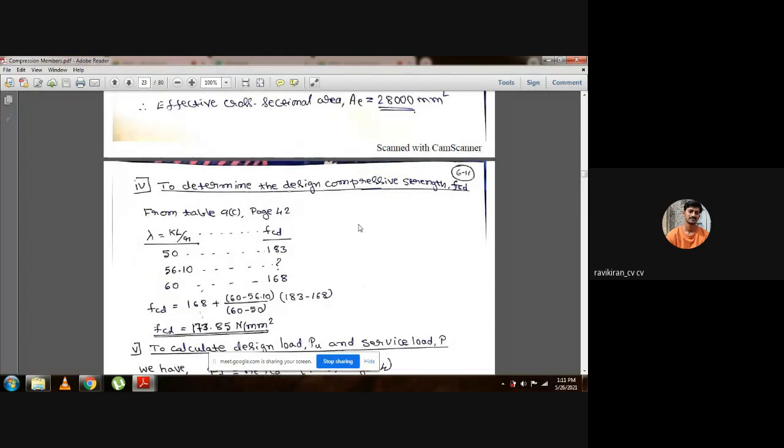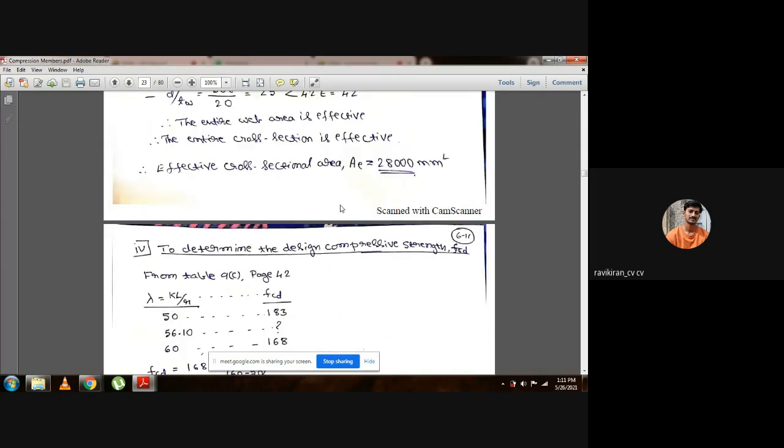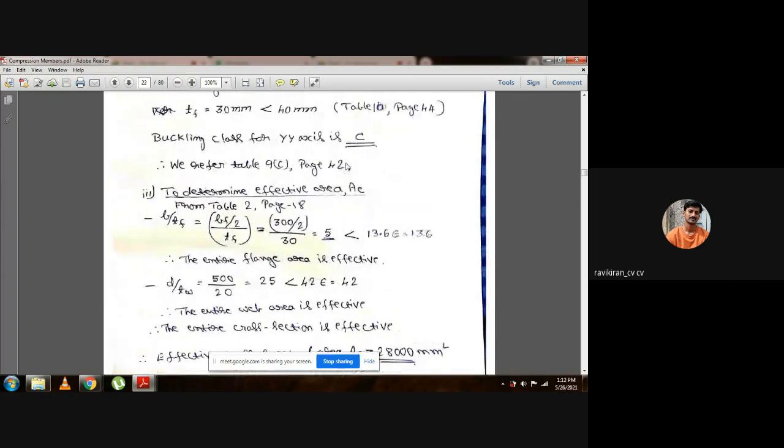And next, we need to calculate the design compressive strength FCD, that is from table 9C for buckling class C, page 42. Lambda value, that is KL by R value for 50, it is given 183. We got 56.1 as KL by R value in the previous step. Just observe here.